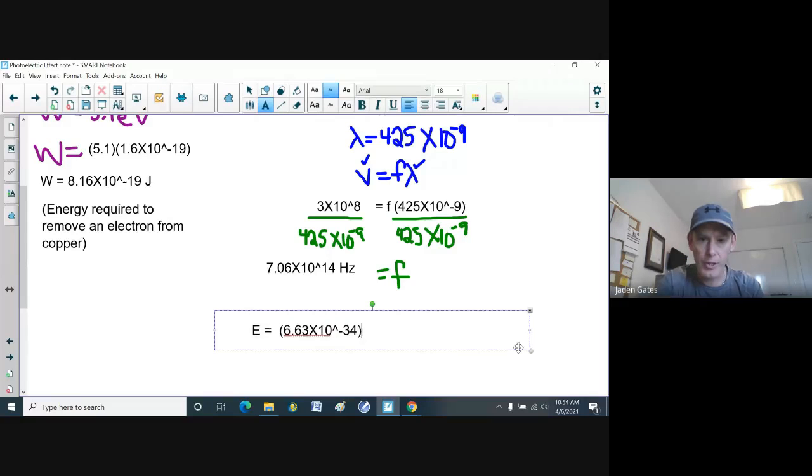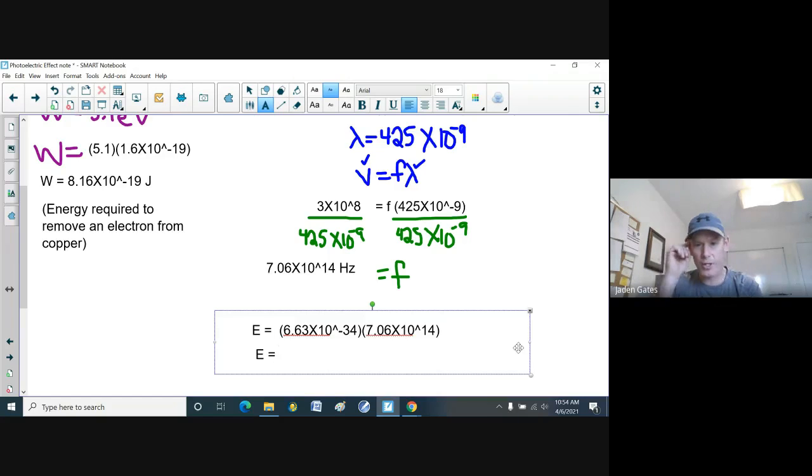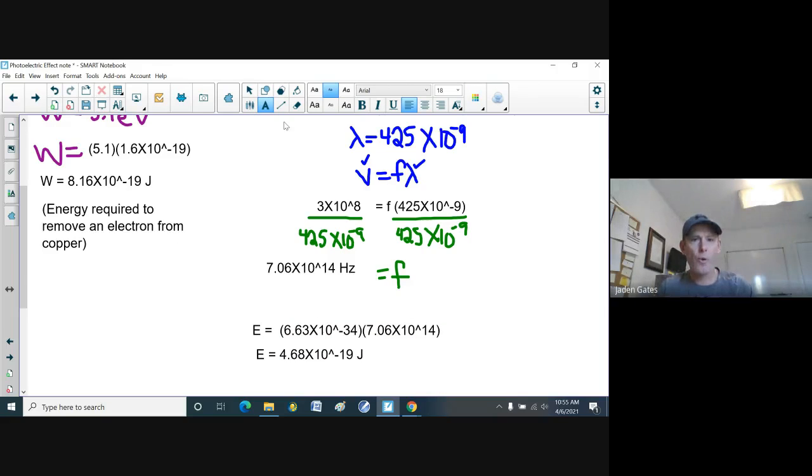All right, we found the frequency of violet light is 7.06 times 10 to the power of 14. Now when I multiply those two, because I'm using standard units, I'm going to get joules. And let's see here, I multiply those two. What do I get here? Okay, 2 decimal places, I get 4.68 times 10 to the power of -19 joules.